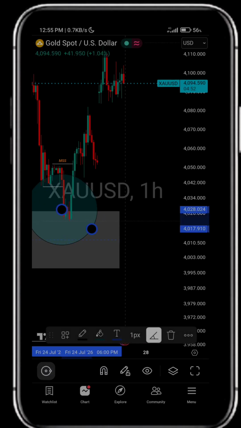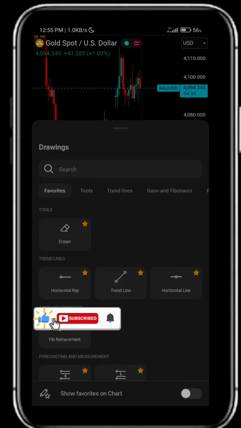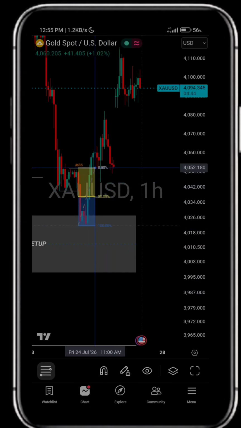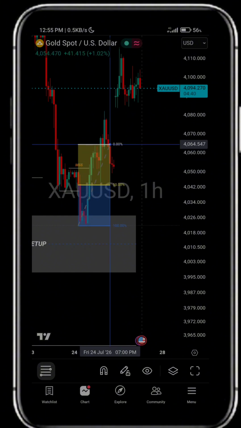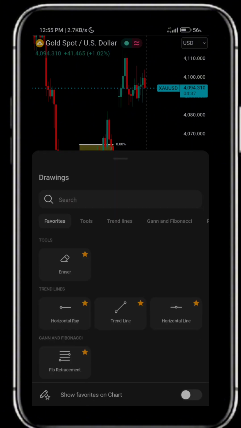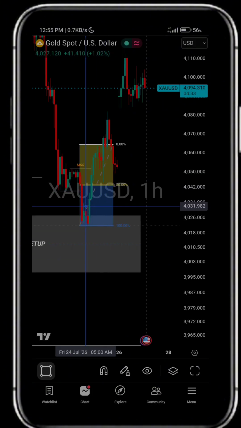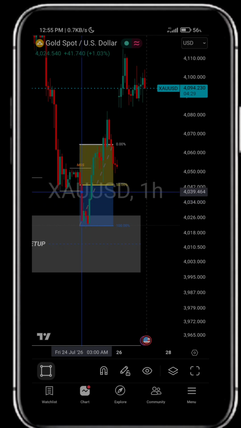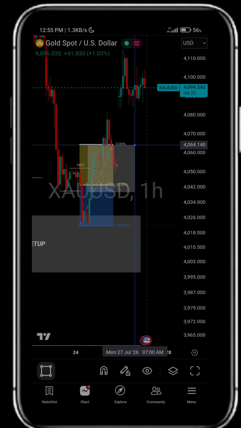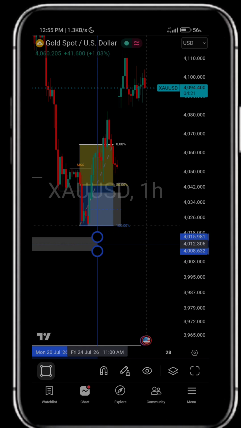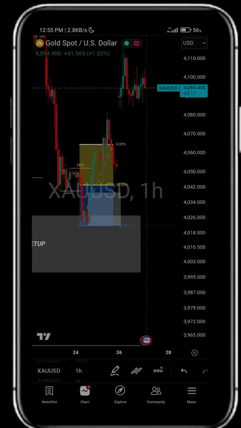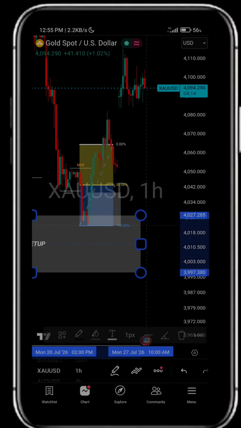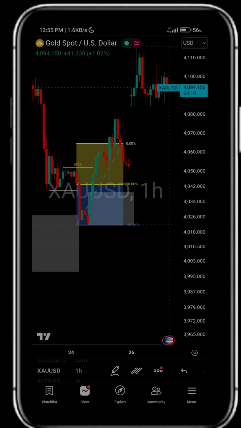On this market structure shift, we are meant to have this as the pullback. Normally you would have entered this trade from here, from the demand zone. I think this is the demand zone, the discount area. This is where we would have entered the trade, so we're going to adjust this here. This is how we would have entered this trade.